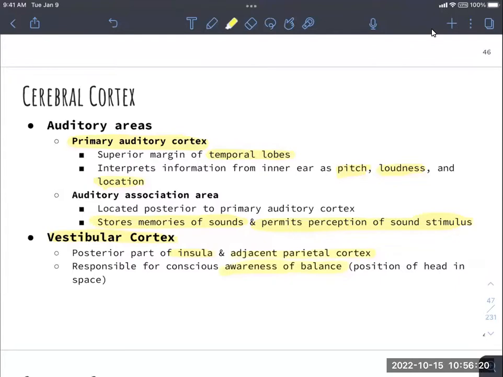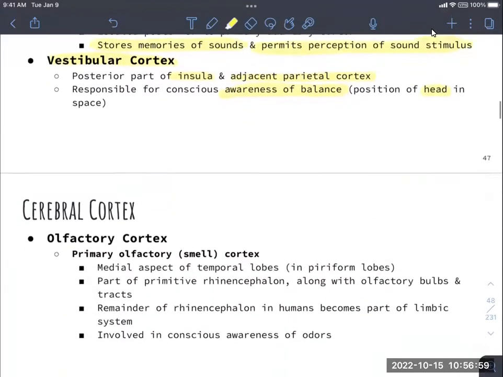So when we get again to those special senses, we'll see exactly how your ears work specifically to keep you balanced. And that's why it's specifically the head in space, because that vestibular area, the cortex, is in the brain, but we have a vestibular portion in our ear that allows us to determine our balance and our specific position at that moment.